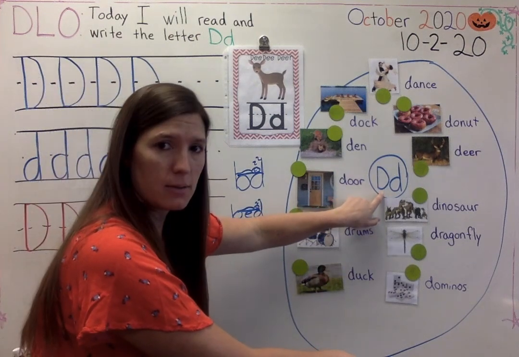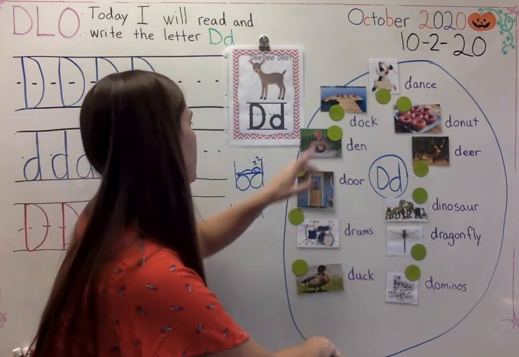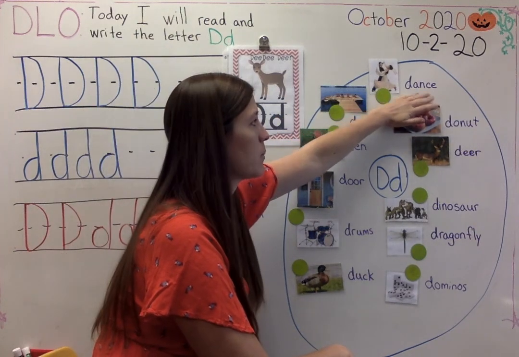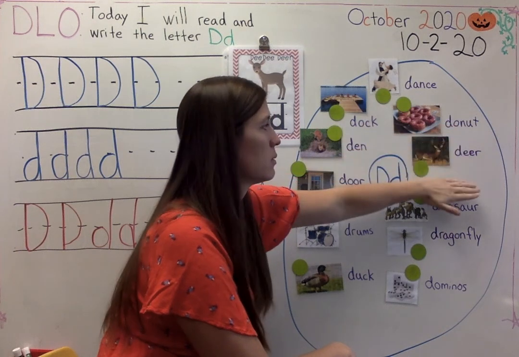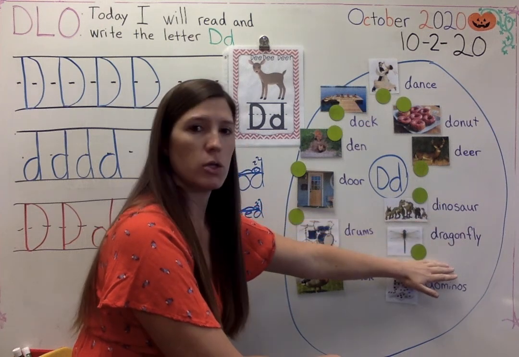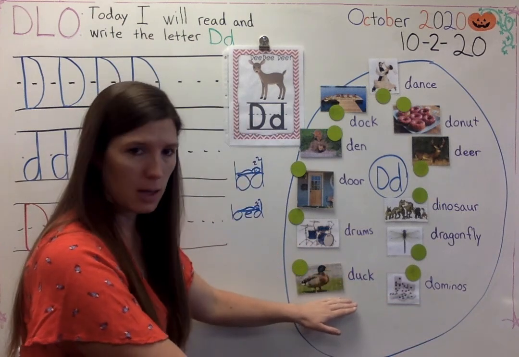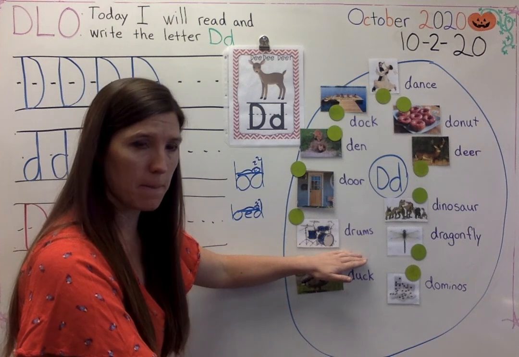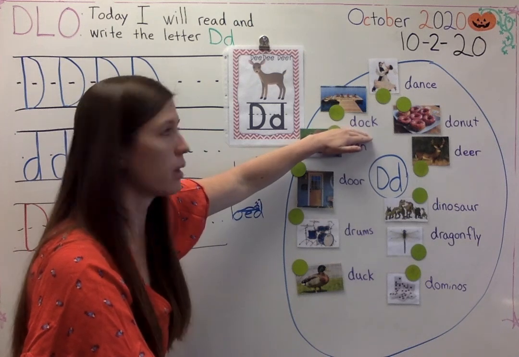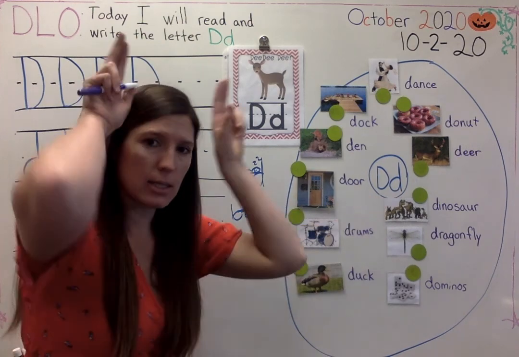Say D. D. D says D. D. D. Repeat the vocabulary words after me. Say dance, donut, deer, dinosaur, dragonfly, dominoes, duck, drums, door, den, dock, D. D. D says D, D, D.